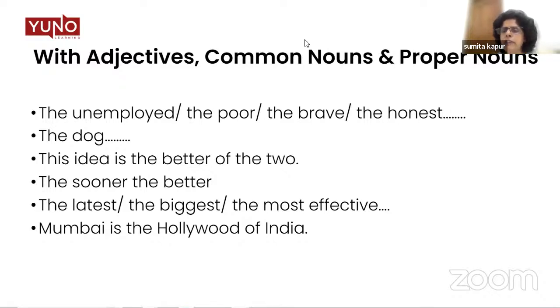When we talk of somebody specific, this idea is "the better of the two." Why do we say "the better of the two"? Because here we are talking about the parallelism of the sentence. We are comparing two quantities, and both the quantities have to be in the same structure. So we say "the better of the two" for the sake of parallelism.